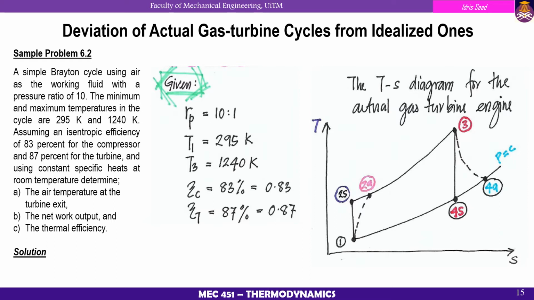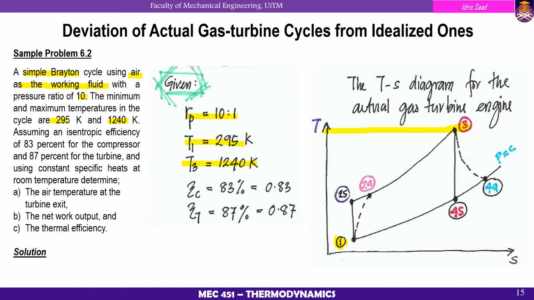The question says a simple Brayton cycle is using air as the working fluid with a pressure ratio of 10. So now we can write Rp is equal to 10. The minimum and maximum temperatures in the cycle are 295 and 1240. The minimum is T1, the minimum temperature, and the maximum temperature is here. This is the maximum temperature of the cycle, which is 1240 Kelvin.